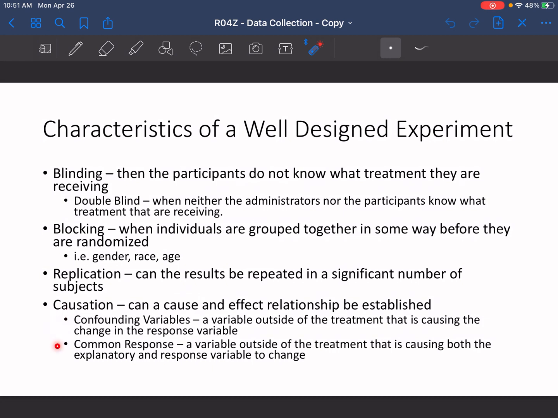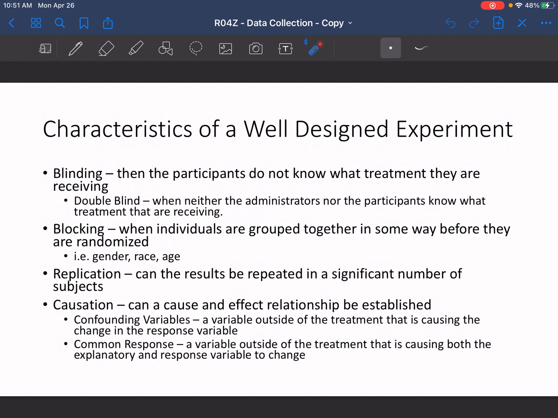And there are a couple ways where causation can't be proved. The first is the idea of confounding variables, and those are variables outside of the treatment that are causing the change in the response variable. So there could be something else outside of the experiment that's causing the response variable to act the way that it's acting, that's not the explanatory variable. And so that's an example of how causation can't be proven.